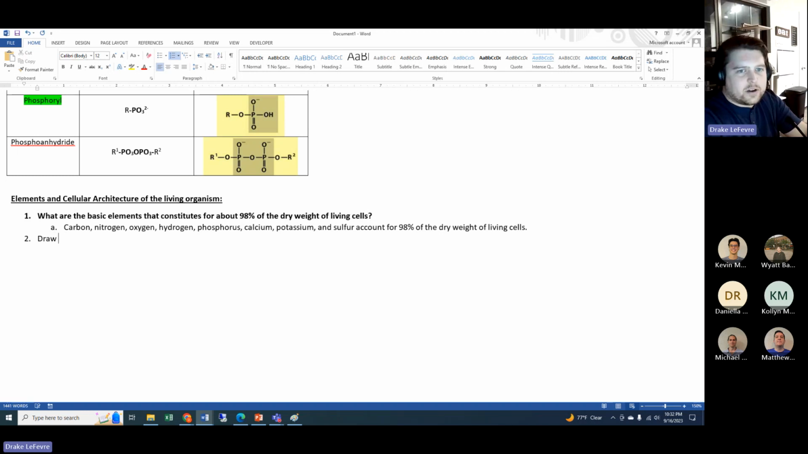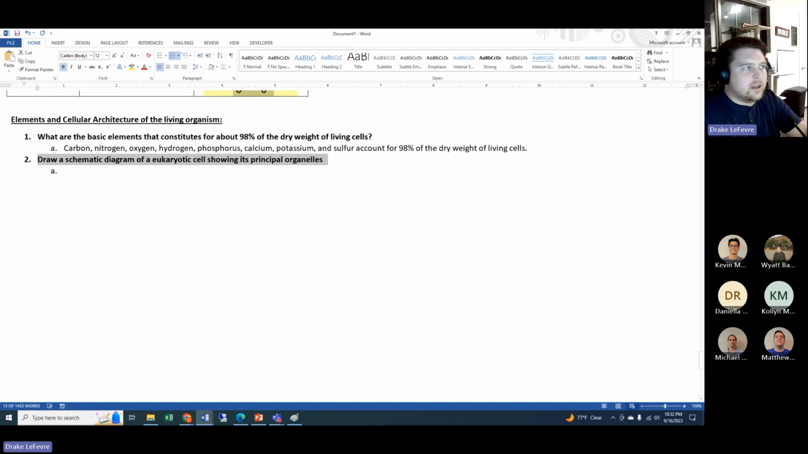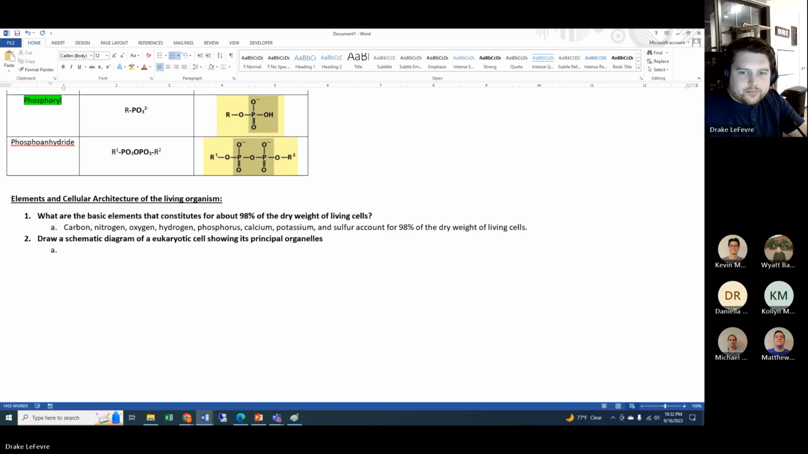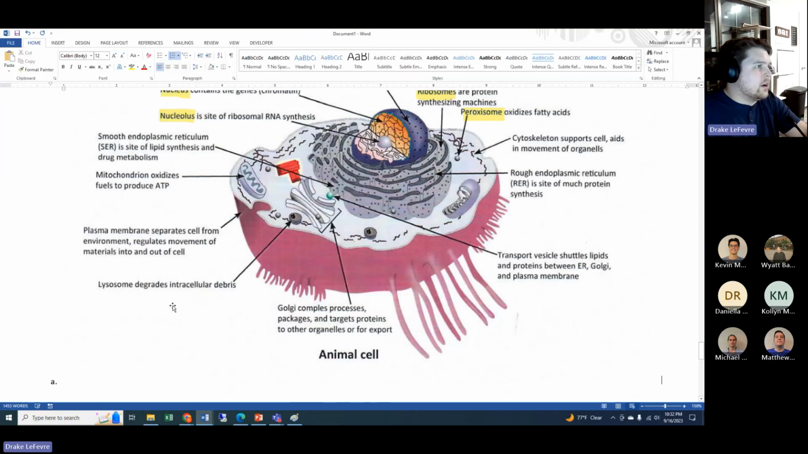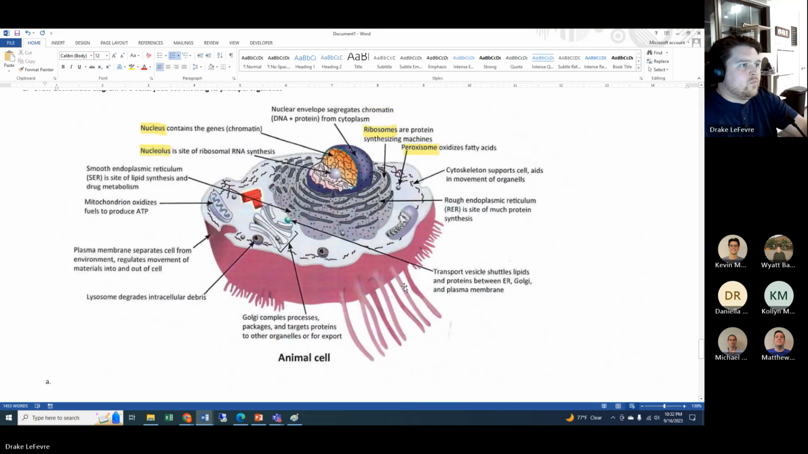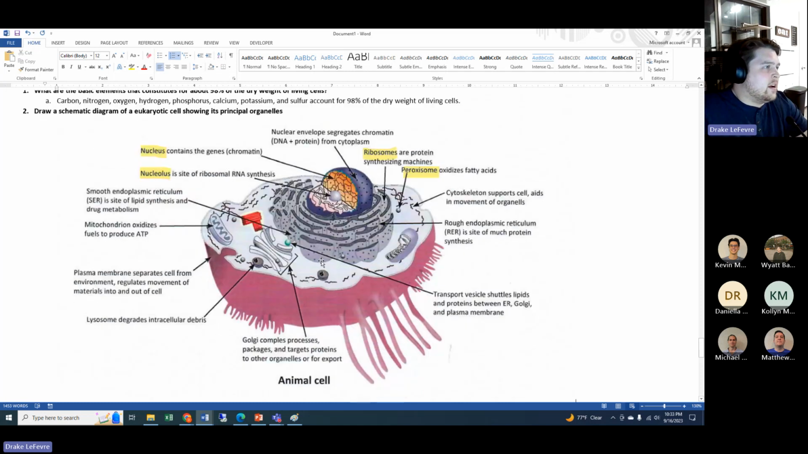Okay. Next part, draw a schematic diagram of a eukaryotic cell showing its principal organelles. This is where it's really going to combine with cells and tissues. And he has in the book this drawing right here, which not only gives you the name of every single thing, but it also tells you what it does, which is very, very helpful.